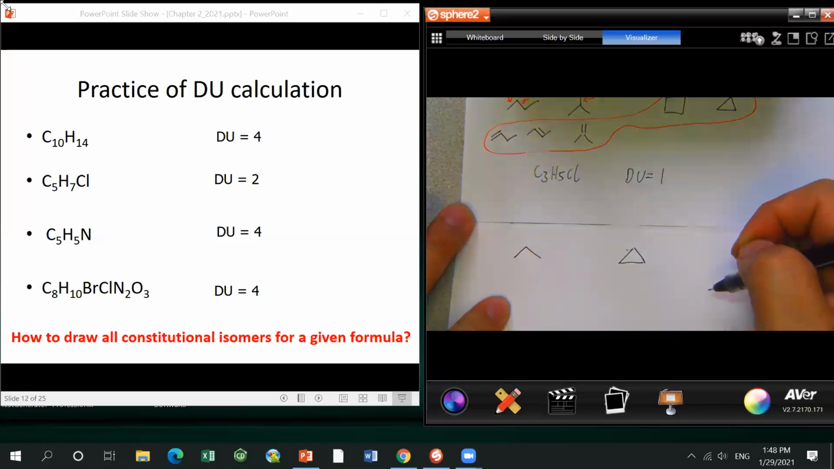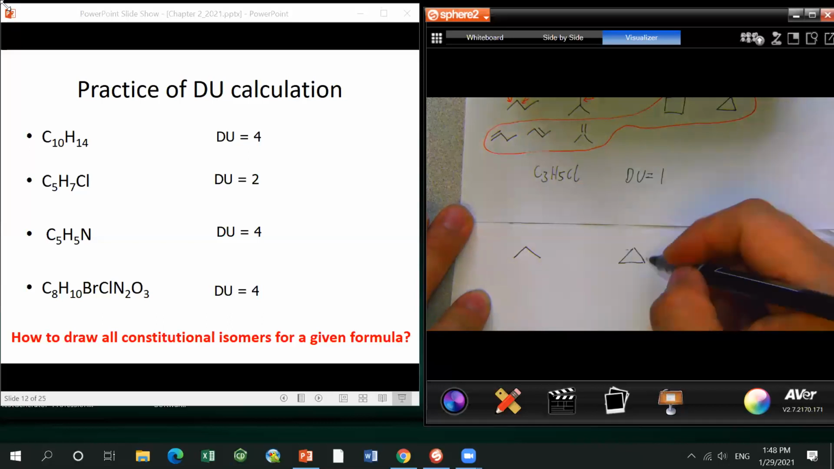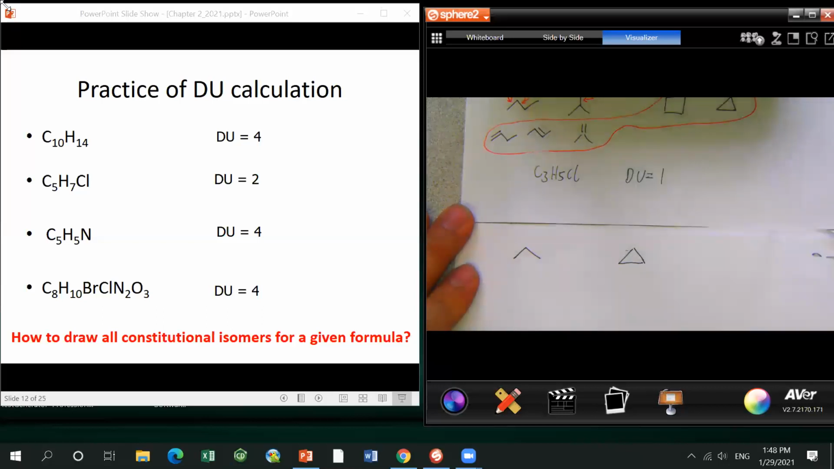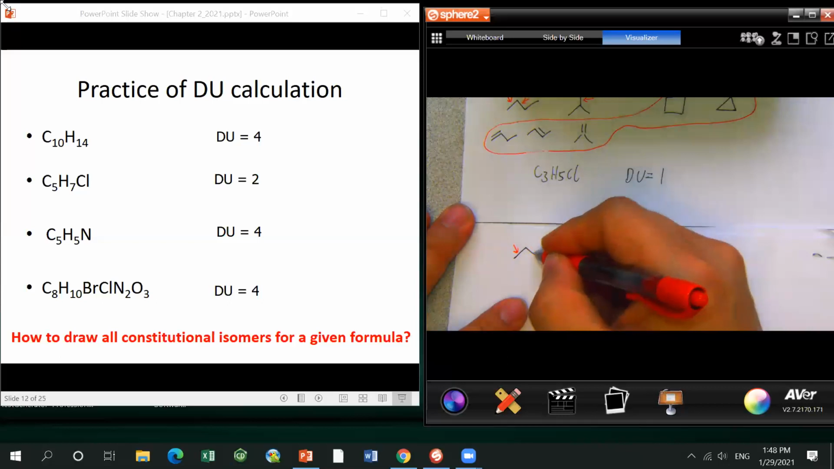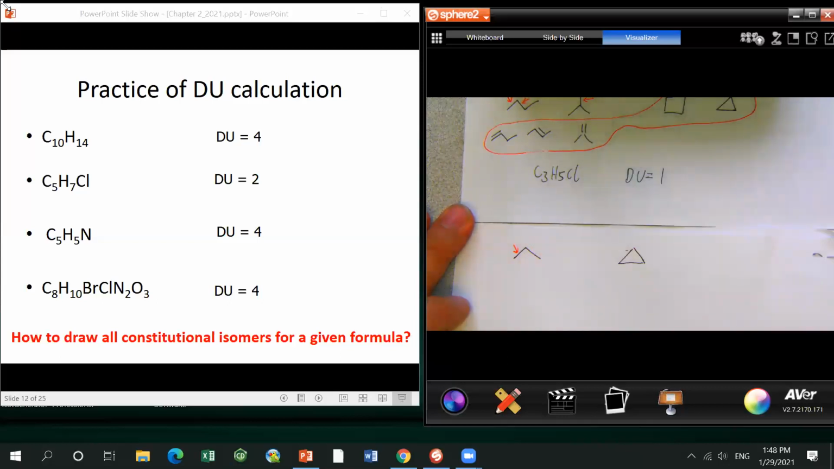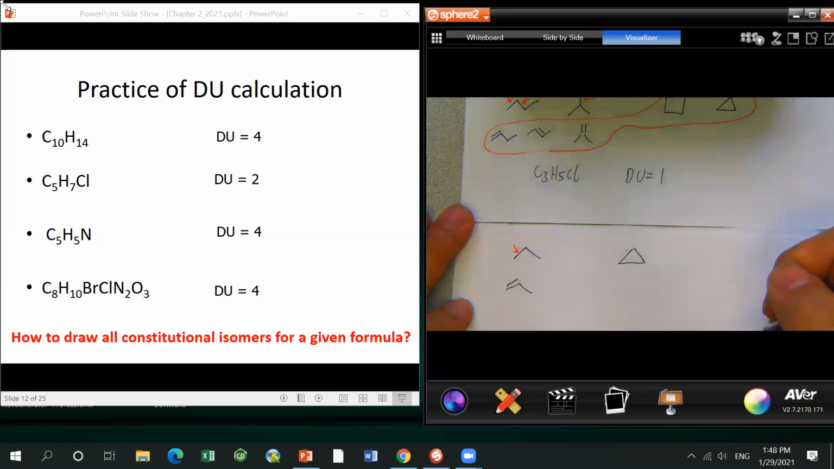And then second, add that bond. You can only add that bond onto the left framework, but not the right one, because this will already use up one degree of unsaturation. So when you add that bond, you can add here, and you can also add here, but that's just the same thing because of symmetry. So now we come up with this carbon framework.